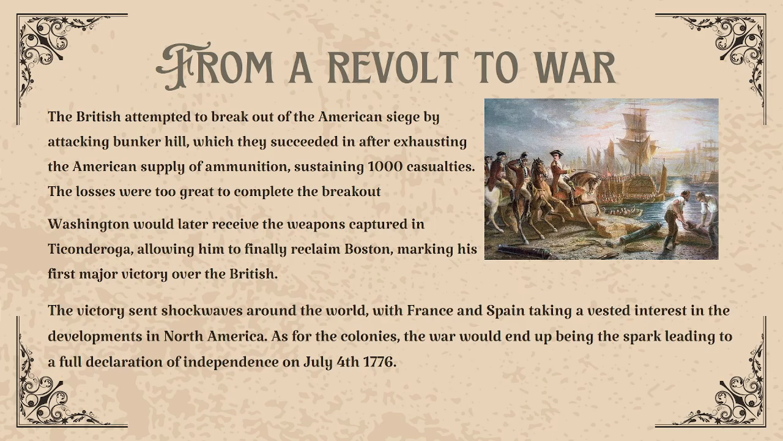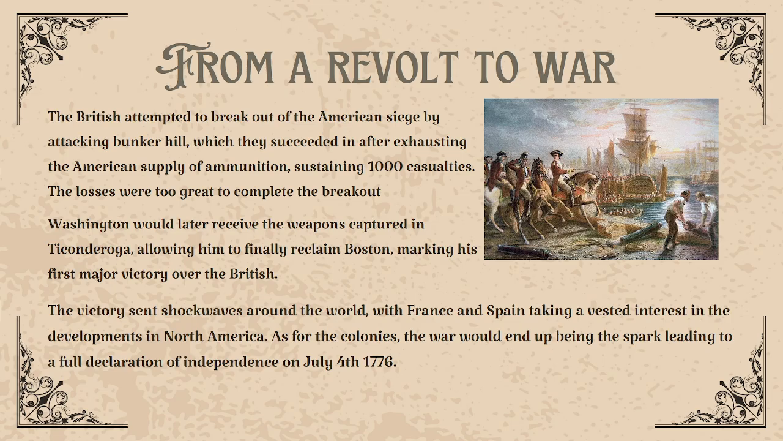Because at this time, the forces that were actually from Britain, in America, in Boston, were a couple thousand strong. So 1,000 casualties, whether it be deaths or severe injuries, meant that the British force in Boston was significantly weakened. The losses were too great to fully complete the breakout, and the Americans just came back to Bunker Hill and reoccupied it later on.